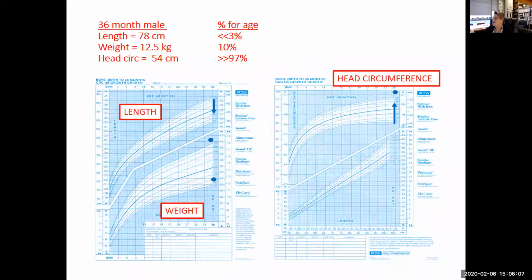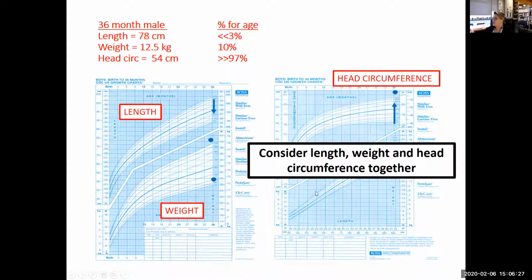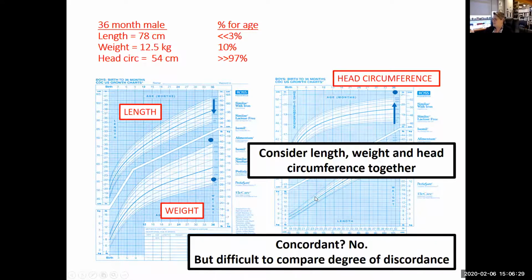So for a 36-month-old male that we have here, the blue dots represent the length, weight, and head circumference at that 3-year range. And each one of these values, if you look at them, the length is far below the 3rd percentile, the weight is at the 10th percentile, and the head circumference is huge, way off the chart. So considering all of these together, what's actually going on here? Are these concordant? No, not by any stretch.